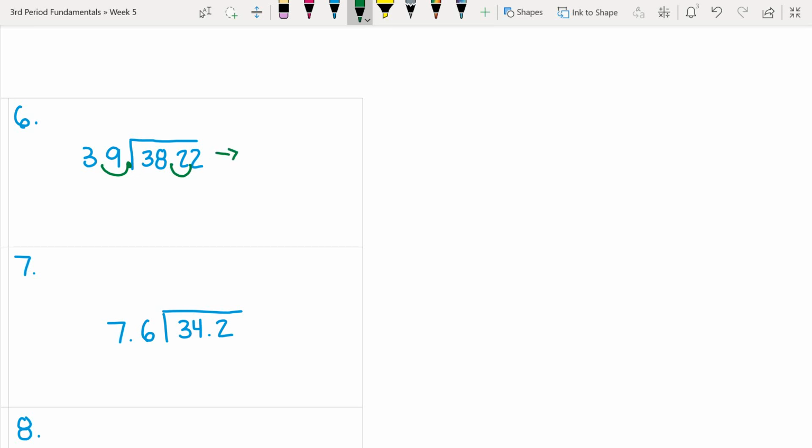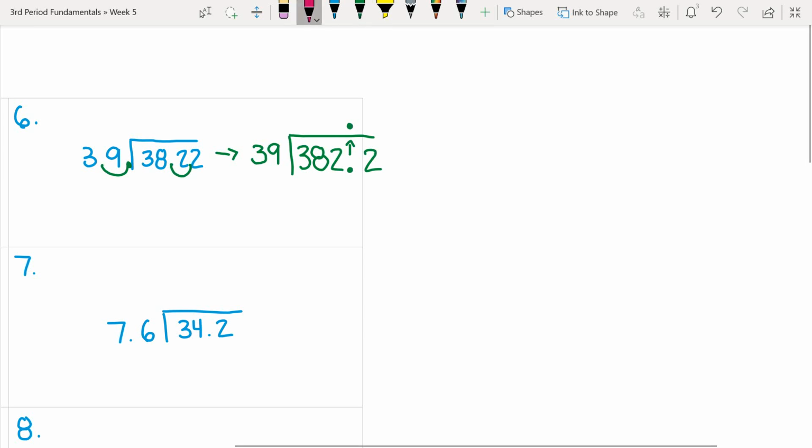We're going to rewrite our problem. So now instead of 3.9 outside the house, we have 39. Oof, that's a big number. And then we have 382.2. Now that there's no decimals outside the house, I bring that decimal upstairs. Now these are pretty big numbers, wouldn't you say? Trying to get 39 into 382.2. Well, that's a bit tough, isn't it?